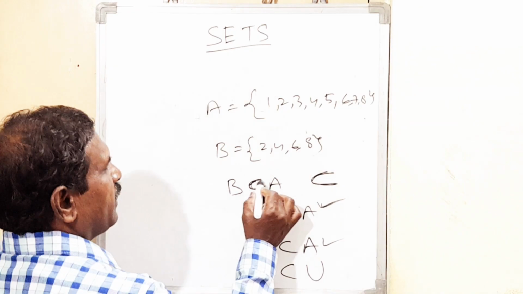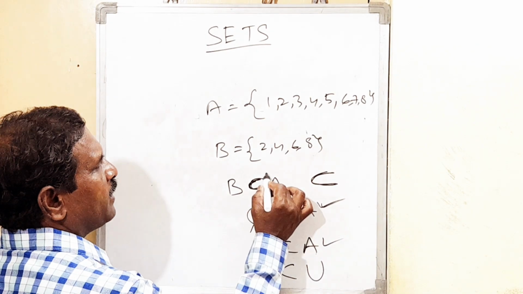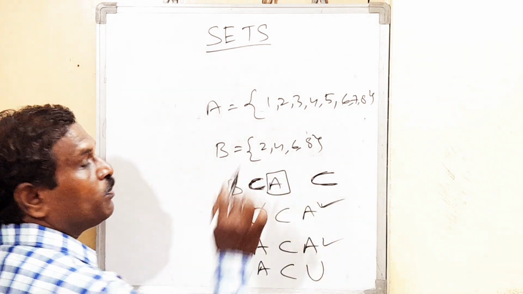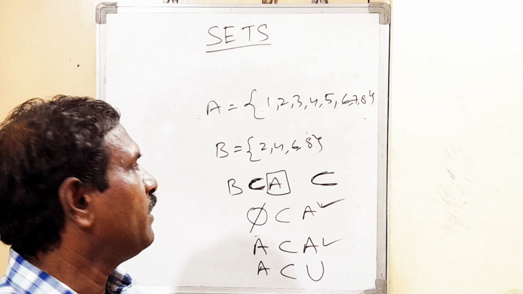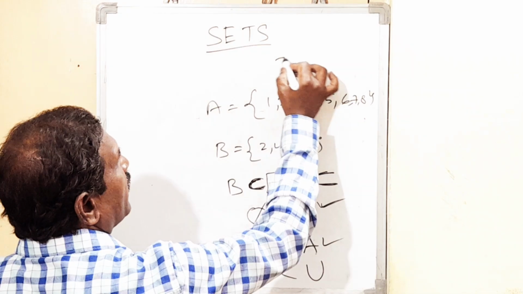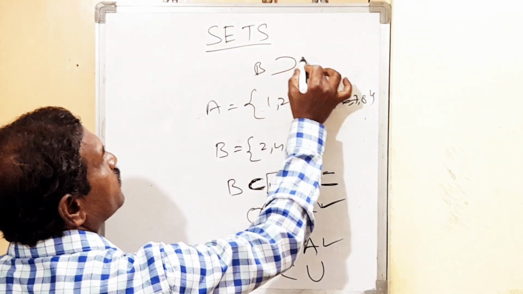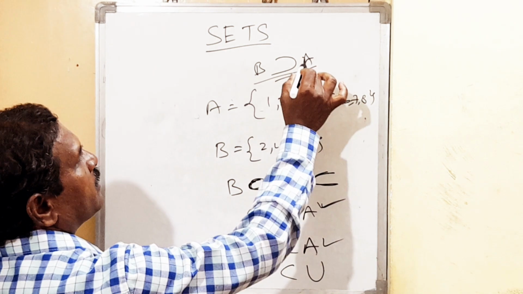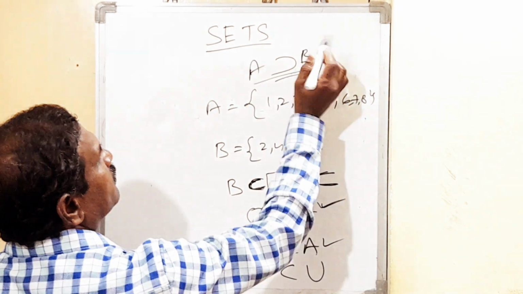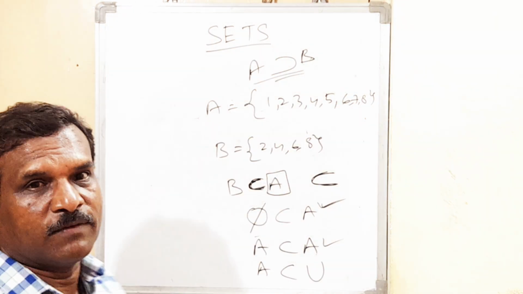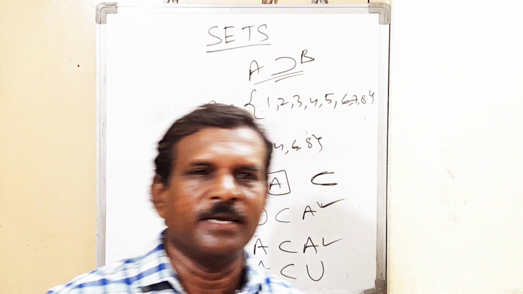See here one more thing. If B is a subset of A, then we can call A a superset of B. A is a superset of B. We rarely use the symbol; if you write it in reverse, that is a superset. So it means B is a subset of A. Then we can say A is a superset of B.